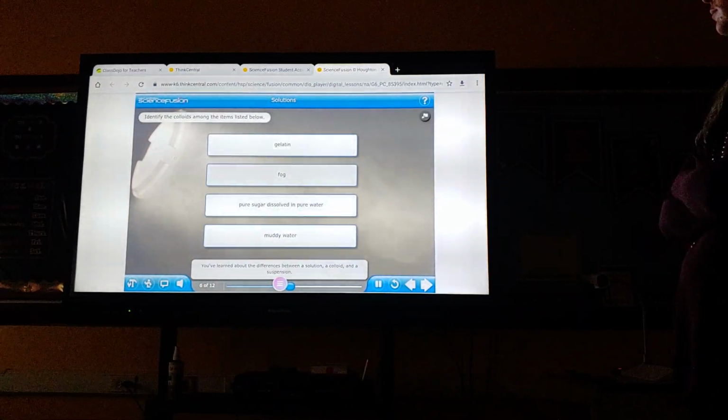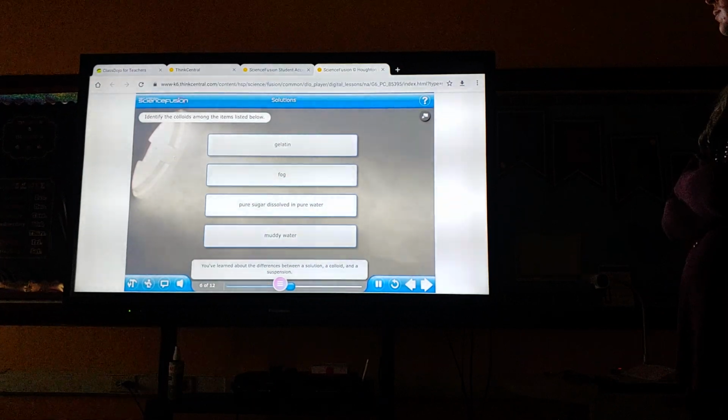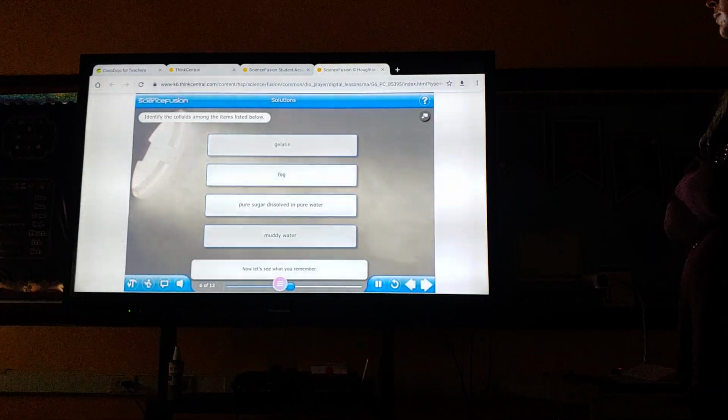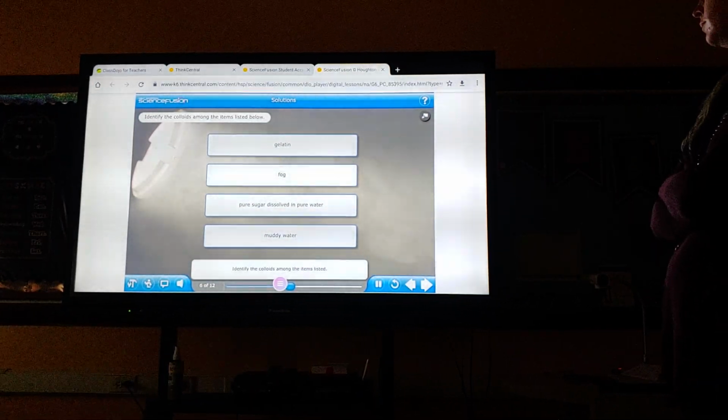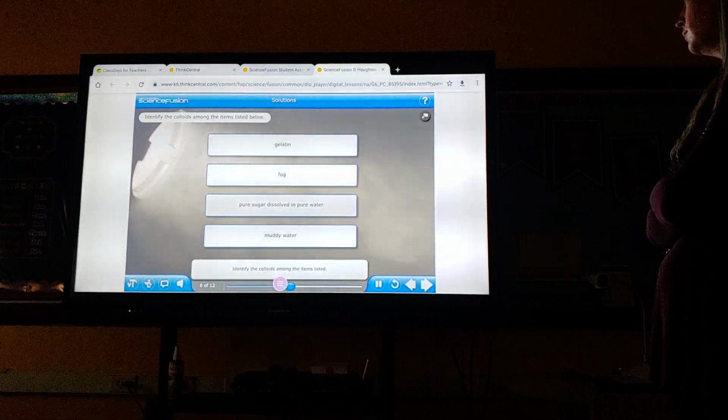You've learned about the differences between a solution, a colloid, and a suspension. Now, let's see what you remember. Identify the colloids among the items listed.